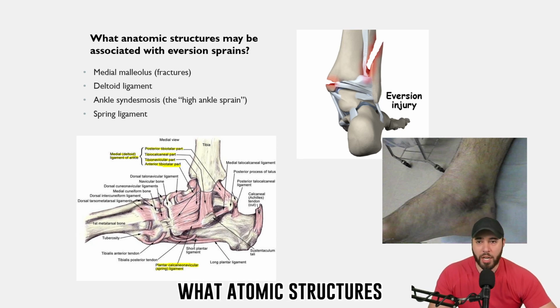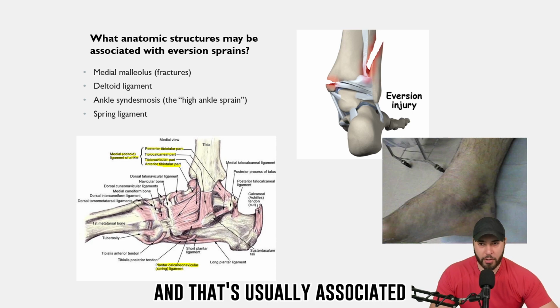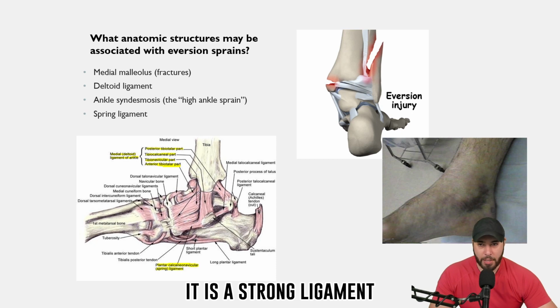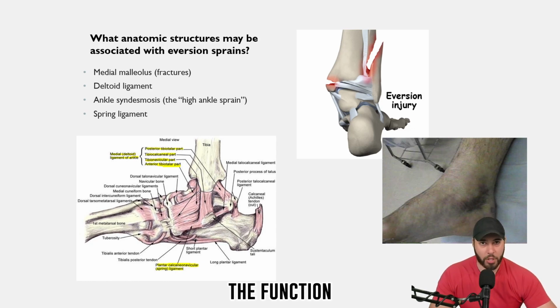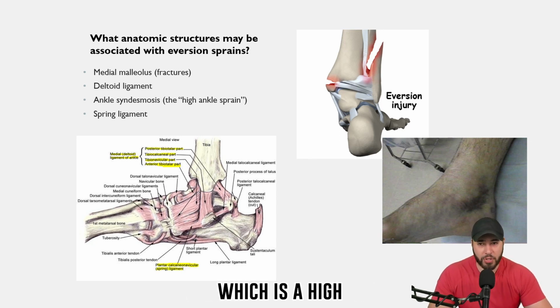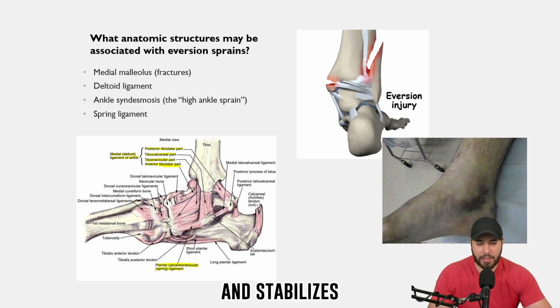So we can ask ourselves what anatomic structures may be associated with eversion sprains. The medial malleolus could be fractured, and that's usually associated with what they call a Hawkins type fracture. The deltoid ligament is a strong ligament. It tends to not be easily damaged, but when it is, specifically in eversion injuries, it can be detrimental to the function of the foot. The ankle syndesmosis, which is a high ankle sprain, is the connective tissue that connects and stabilizes the fibula and the tibia, or the spring ligament.